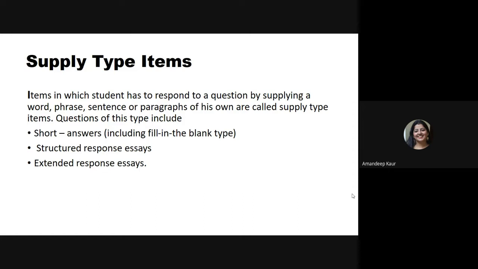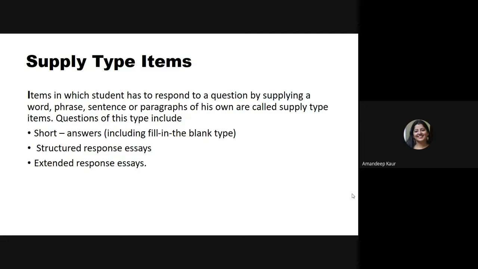One is the short answer type. It also includes fill in the blanks, because the student has to construct the response for these type of items. Second is the structured response type, and third one is the extended response type.